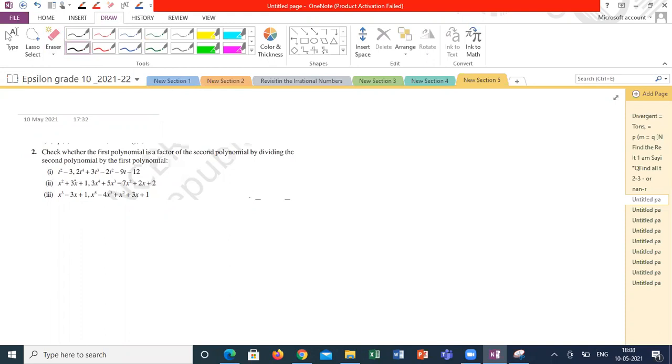Long division method is easy here. Even with the remainder theorem, you can say t square minus 3 can be written as t minus root 3 times t plus root 3. Substitute root 3 in the given polynomial. If you are getting 0, then it is a factor. Substitute minus root 3 also in the given polynomial. You have to get the remainder 0.